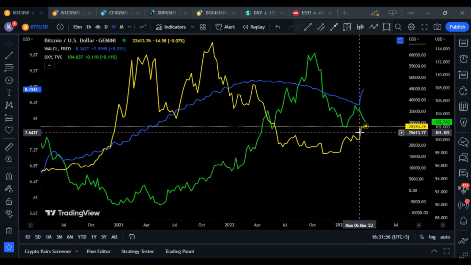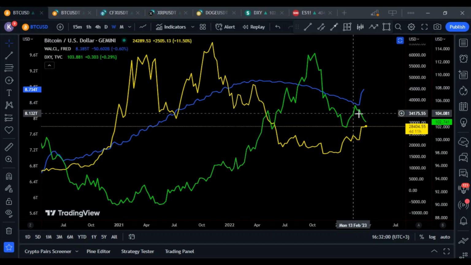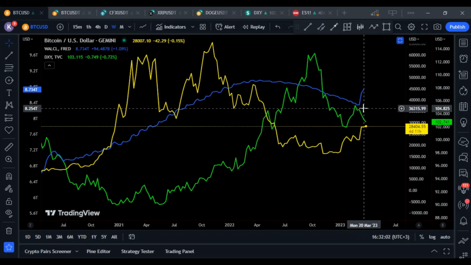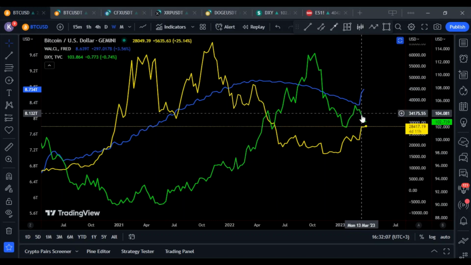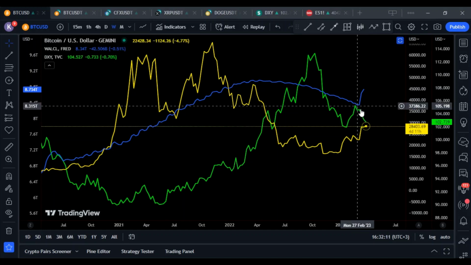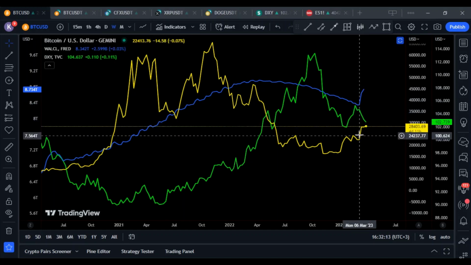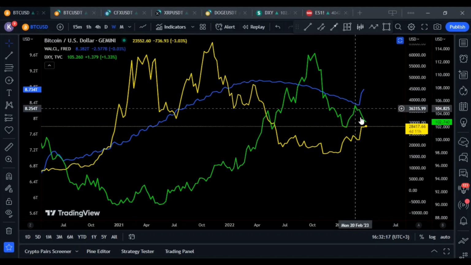So Bitcoin as a risk on asset is correlated with the Reserve, whenever they accumulate assets on their balance sheet, and is anti-correlated with the dollar. So we have anti-correlation here. The weaker the dollar is, the stronger Bitcoin is, and this is the reason.